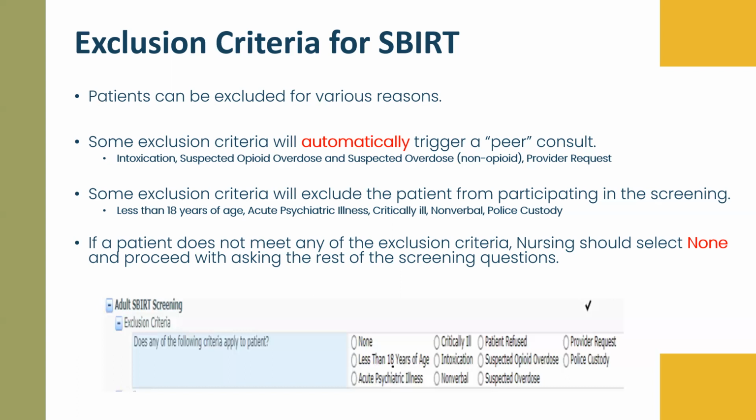a peer intervention. There are other exclusion criteria that will exclude the patient from participating in the screening fully. Those include patients under the age of 18, patients with an acute psychiatric illness, patients that are critically ill, nonverbal, or in police custody. If the patient does not meet any exclusion criteria, nursing should select none and proceed with asking the rest of the screening questions.